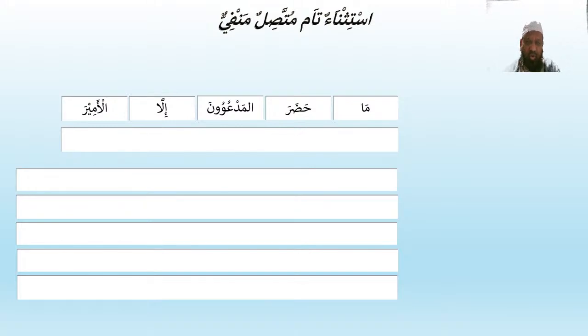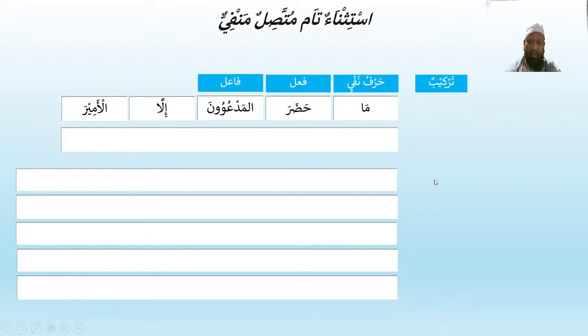Again, in this jumla, we have the choice either to put the mustasna, al-amir, in nasab case, make it mansub, or al-ittiba', to follow the mustasna minhu and make it a badal. تركيب: ما حرف نفي، حضر فعل، المدعوون فاعل، إلا حرف استثناء، الأميرة, because we're going to make it in nasab case and read the fatha at the end, has to be mustasna. All right, ما حضر المدعوون إلا الأميرة.